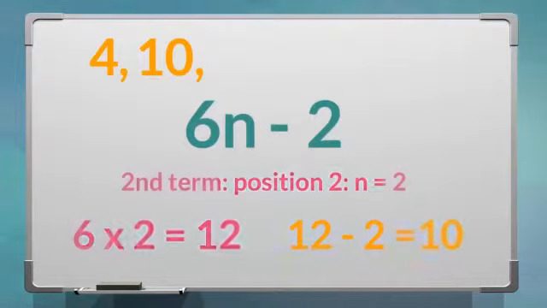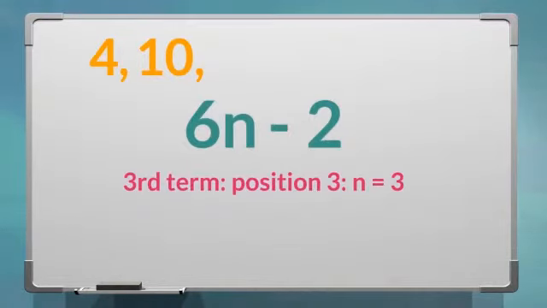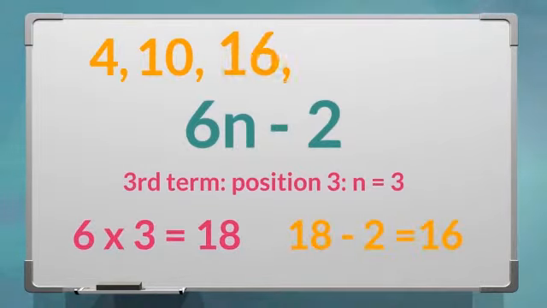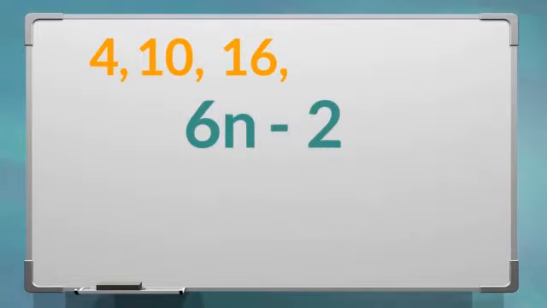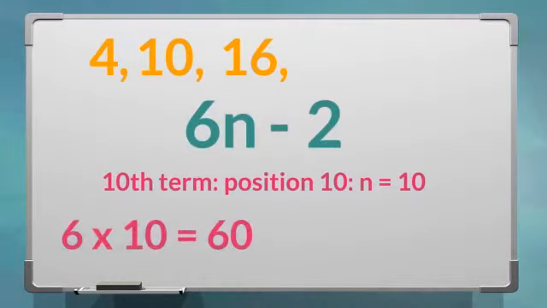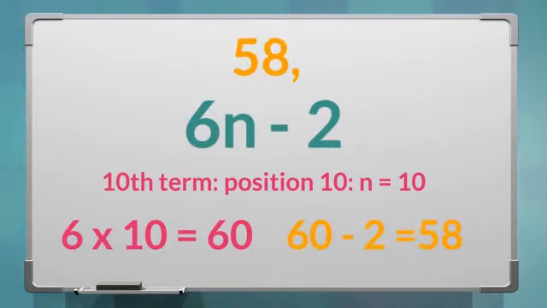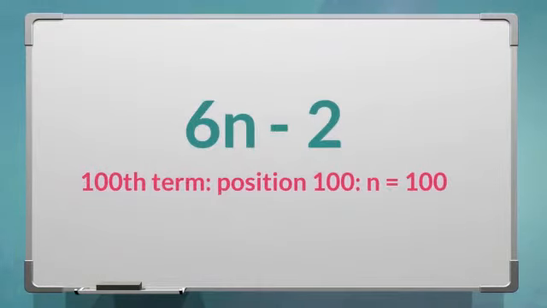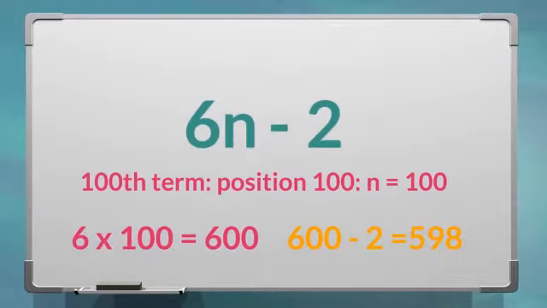Do you get the idea? For the third term, position 3, we replace the n with a 3. So 6 times 3 is 18, then take away the 2 is 16. So far, we have 4, 10 and 16. If we wanted, we could even find the 10th or 100th term. For the 10th term, we replace the n with a 10. 6 times 10 is 60, minus the 2, 58. For the 100th term, we replace the n with 100. 6 times 100 is 600, minus 2 is 598.